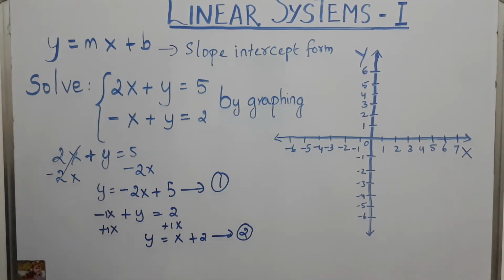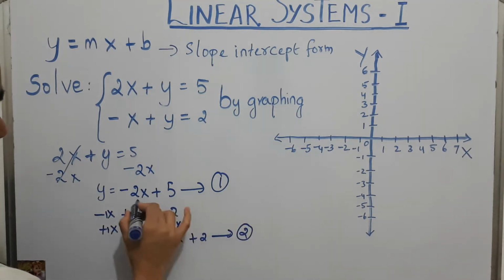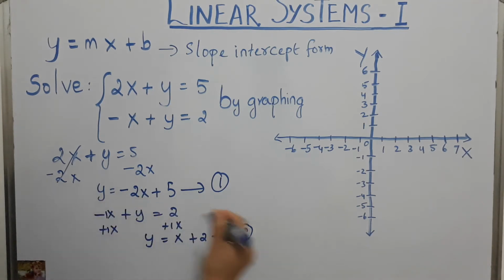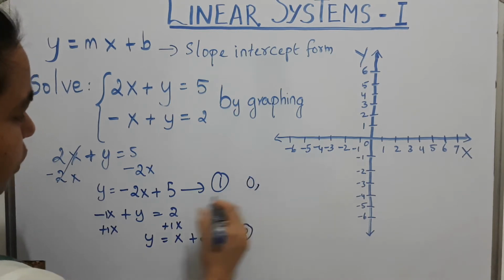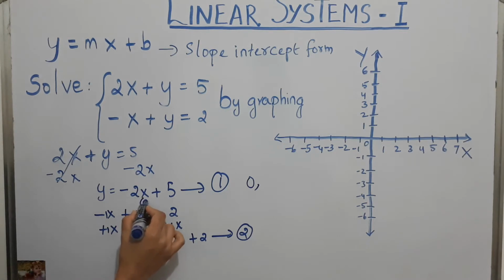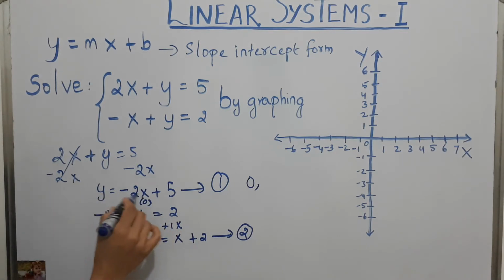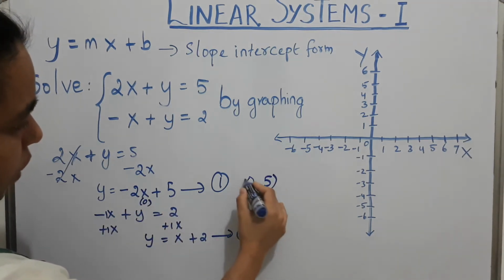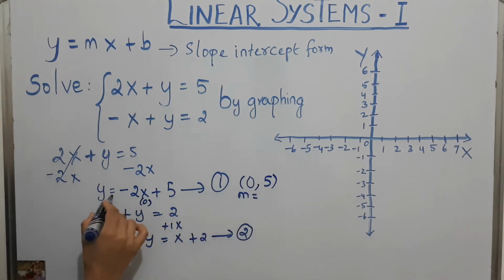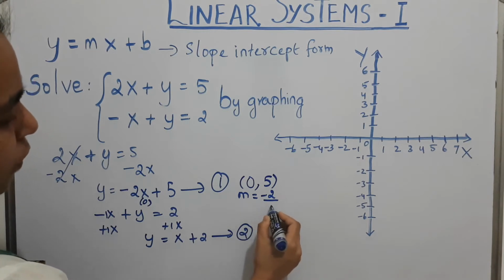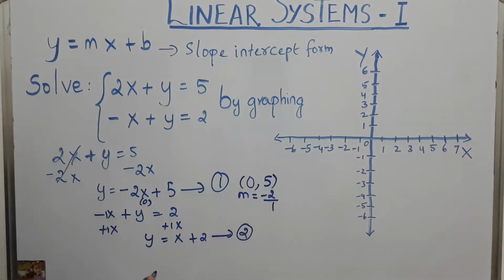Now we have to use these two equations to graph. What is the intercept here? Intercept means when x is equal to 0, what is the value of y? When x is equal to 0, this term will be gone. 2 times 0 will be 0, the whole term will be gone and you will have only 5. So (0, 5) is one point, and the slope of this equation is negative 2 over 1. If it is not in fractional form, you can write it like this, negative 2 over 1.